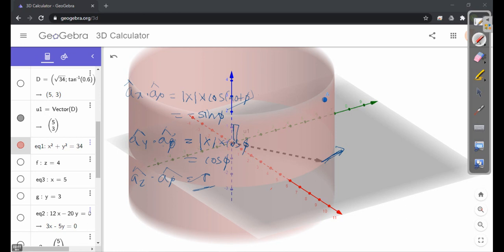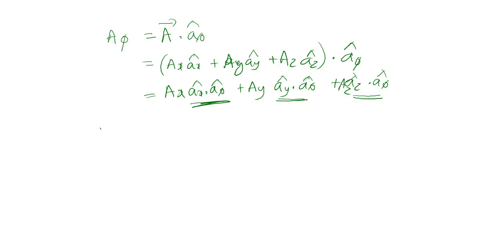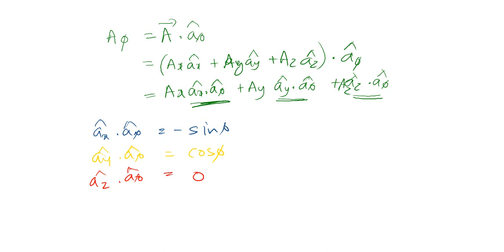So ax dot a phi is equal to minus sin phi. Ay dot a phi is equal to how much? Cos phi. And az dot a phi is equal to 0. And the last one is, we want the component az.